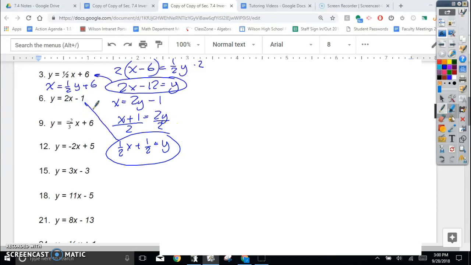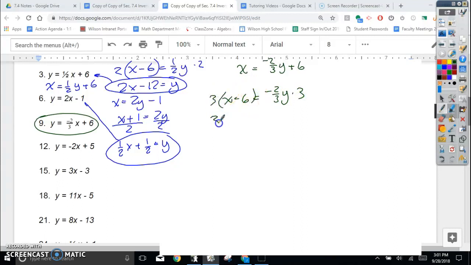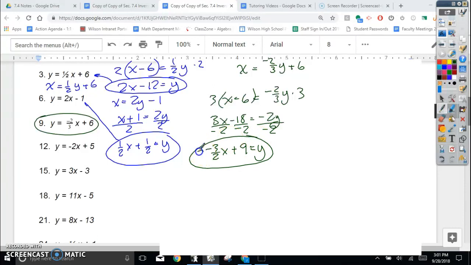So that's number 6. Right, so I'm going to do this one in green. So that'll be x equals negative 2/3 y plus 6. So it's x minus 6 equals negative 2/3 y. I'm going to multiply by 3 first. So this is 3x minus 18. Still have a negative 2y here. I'm going to divide everything by negative 2. All right, so this is negative 3 halves x plus 9 equals y. So this here goes to number 9.